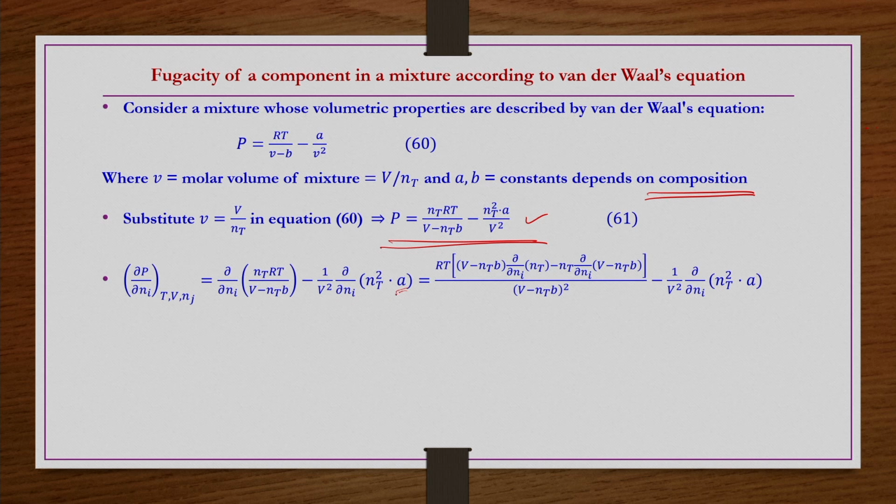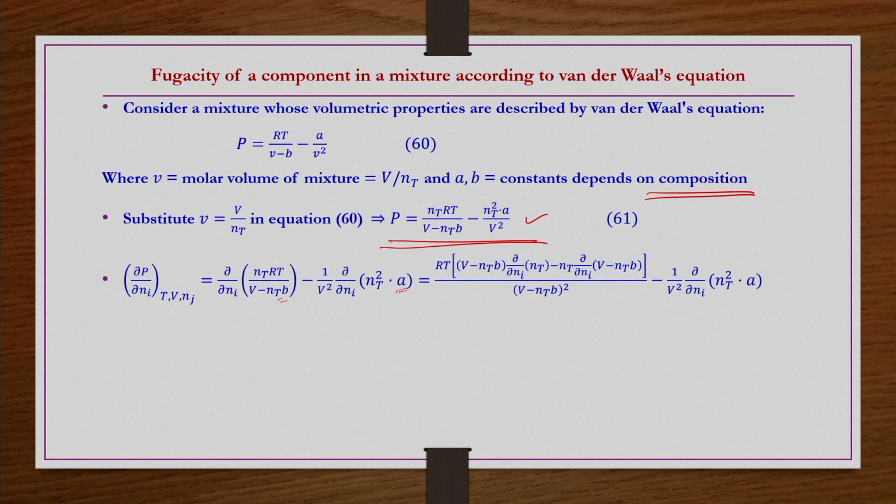So, we have to differentiate this one, we cannot take it as a constant because it is dependent on the composition. So, what is that A for a mixture, that we do not know. So, for the time being we will not be able to differentiate this one. Similarly, same is true for B.